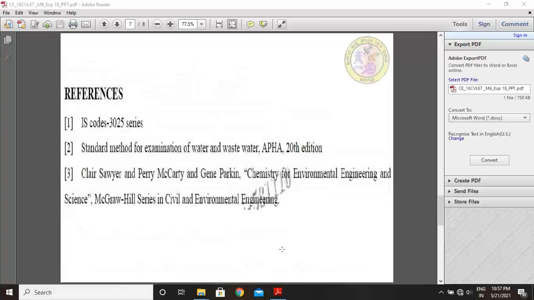These are the references referred to. First is IS codes of the 3025 series. The second is Standard Methods for the Examination of Water and Wastewater by APHA, 20th edition. Next, the third is a textbook referred to cover this experiment and these subjects in detailed study.